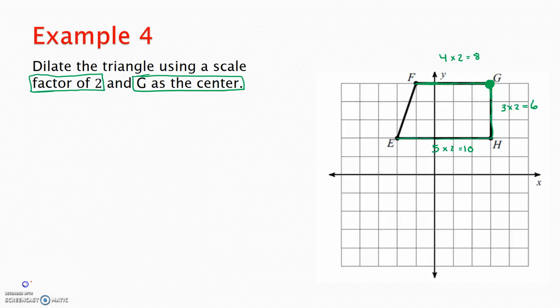All right, guys, so here I have a little bit of my work. I went ahead and counted from G. Remember, that's our center. So I counted 1, 2, 3, 4 to F, and I did 4 times my scale factor, which is 2. I got 8. From G, I counted down 3, and again, multiplied by the scale factor, and I got 6. And then I went from H all the way to E. I counted 5, multiplied that by 2, and got 10.